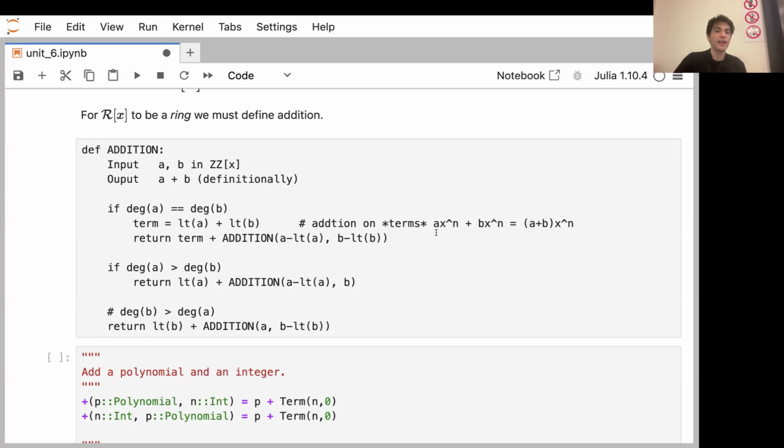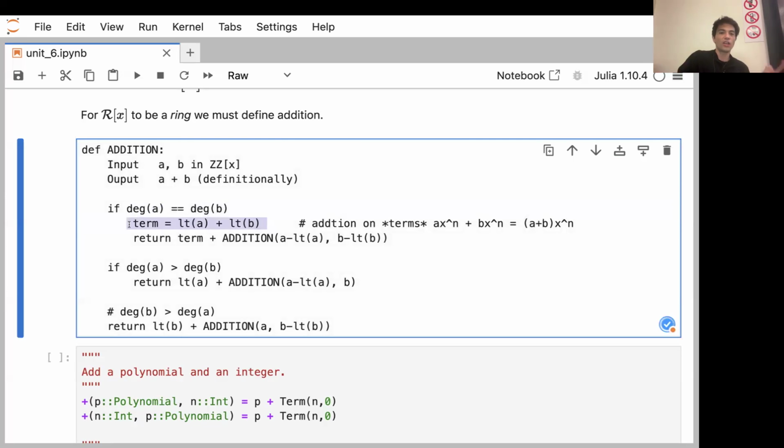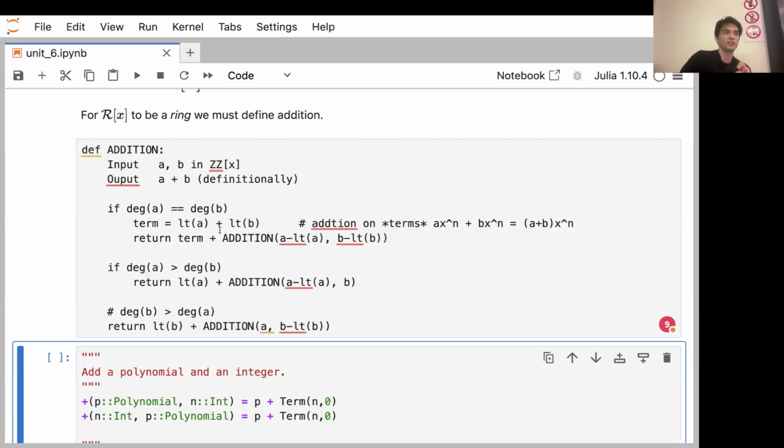Okay, so what do we do here? If the degree of A is equal to the degree of B, that is, their leading terms have the same degree, then merge them. Okay, but isn't this funny? I'm defining addition with other type of addition. Okay, but what addition is this addition?